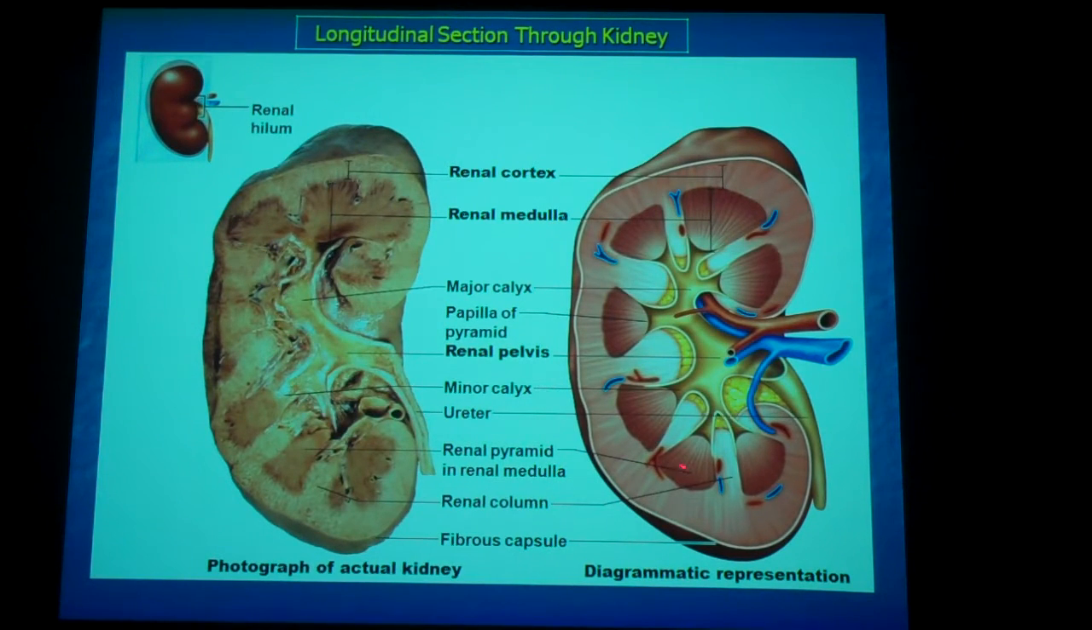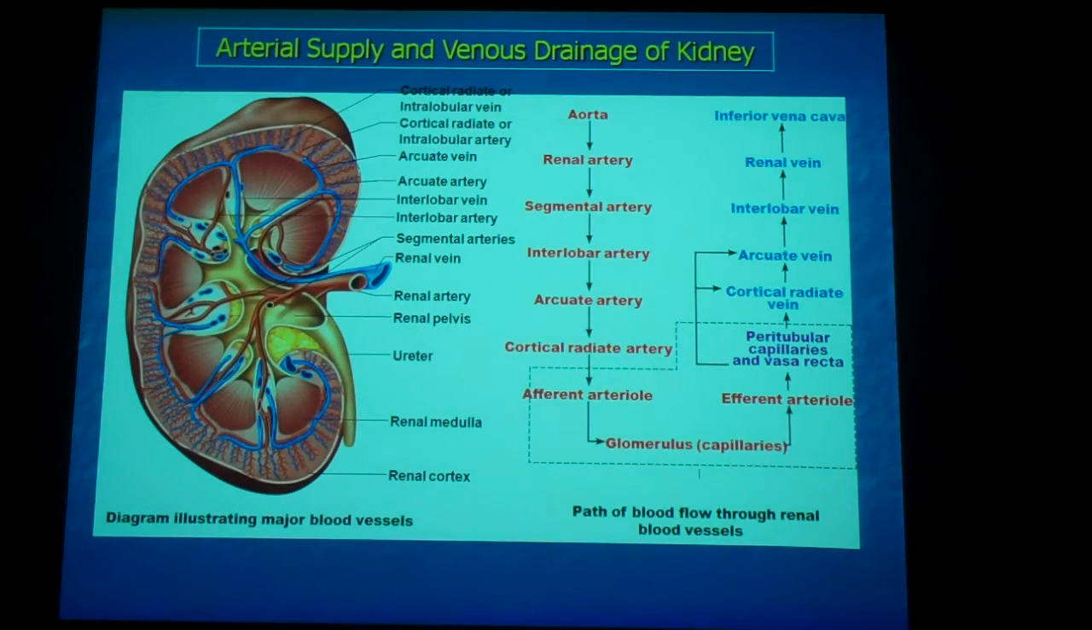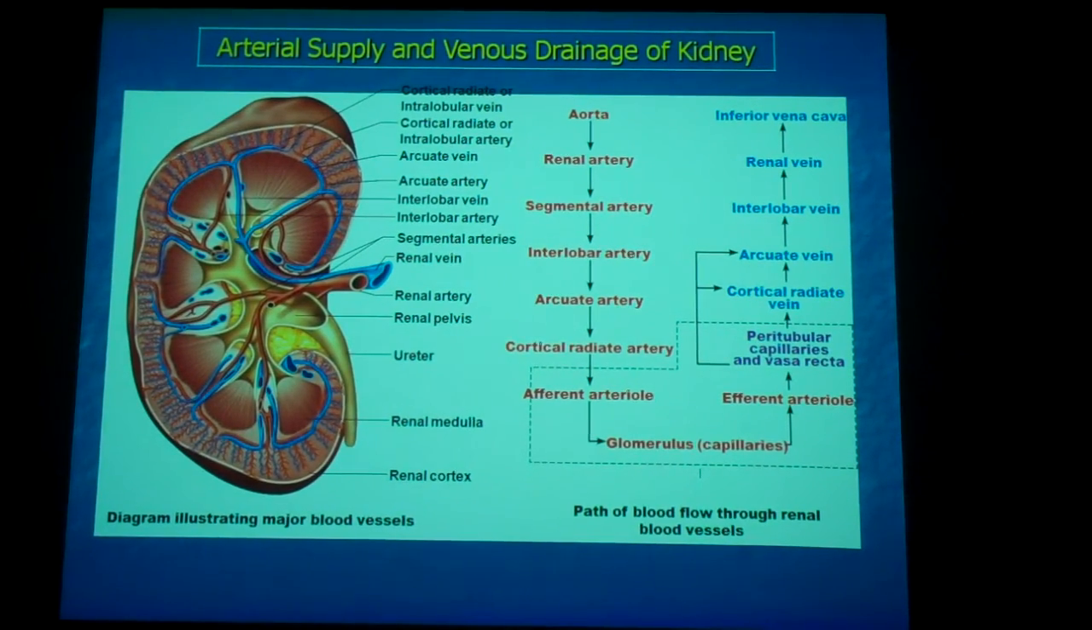Okay. Now, I don't think I told you about these before, but these little things between the pyramids here are called renal columns. All right, so here are the minor calyces, as we said, leading into major calyces here, leading into the renal pelvis, and that's continuous with the ureter. We talked about the blood supply to the kidney, so we'll go over that briefly.